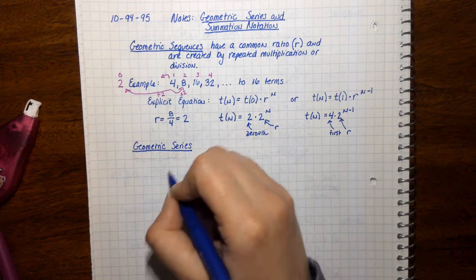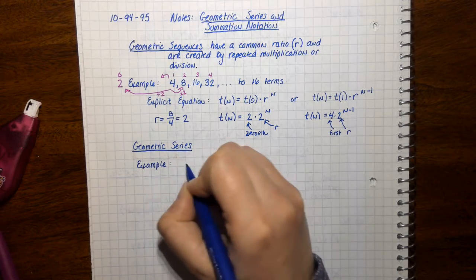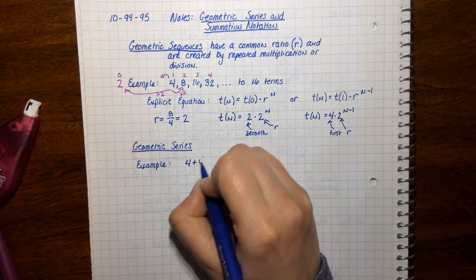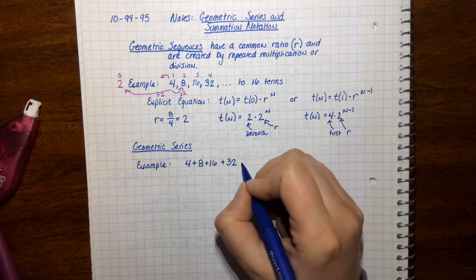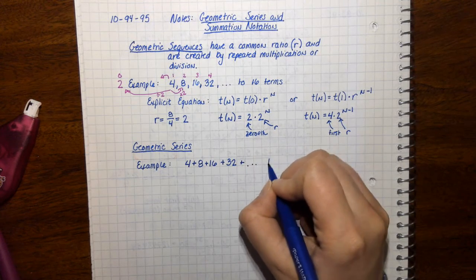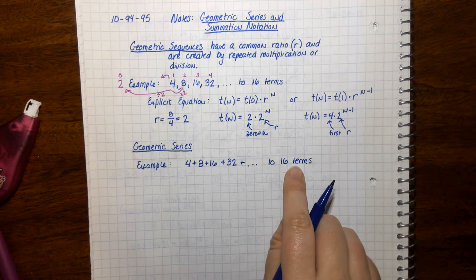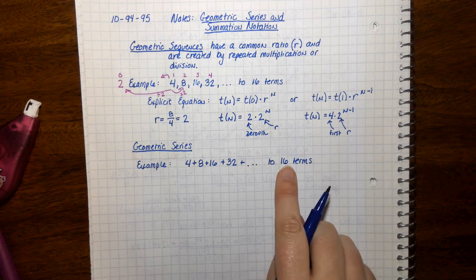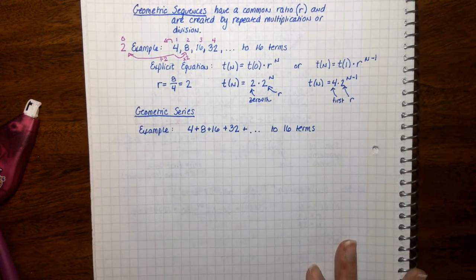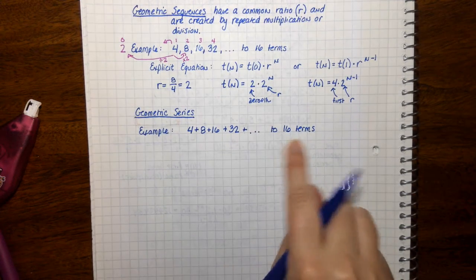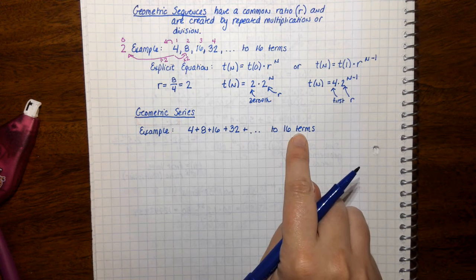Okay, and we're going to use the same example, except it has pluses between. And making sure that we know that this stops at 16 terms. So this is very important for understanding the next section coming up after this. Geometric series, in this case, will stop.